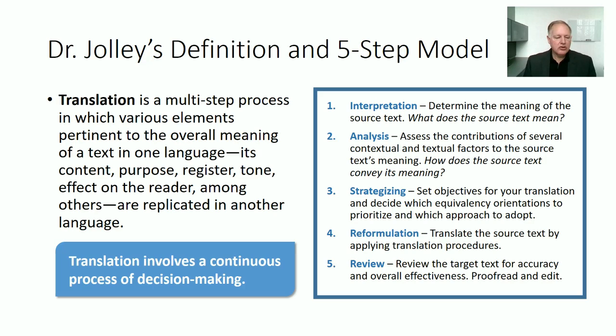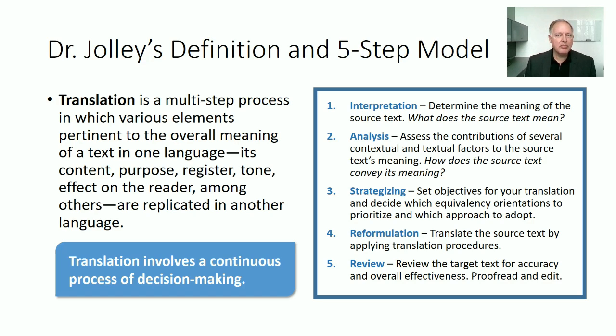Second step is to perform an analysis, to analyze the source text, right? Assess the contributions of several contextual and textual factors to its overall meaning. So we're trying to answer the question in the analysis phase or step, how does that source text convey its meaning? Third is strategizing. This is when we decide, okay, what are we trying to do with this translation? What types of equivalency are we going to prioritize? And which translation approach, a more literal approach, a more free approach or freer approach, or some other type of translation approach?